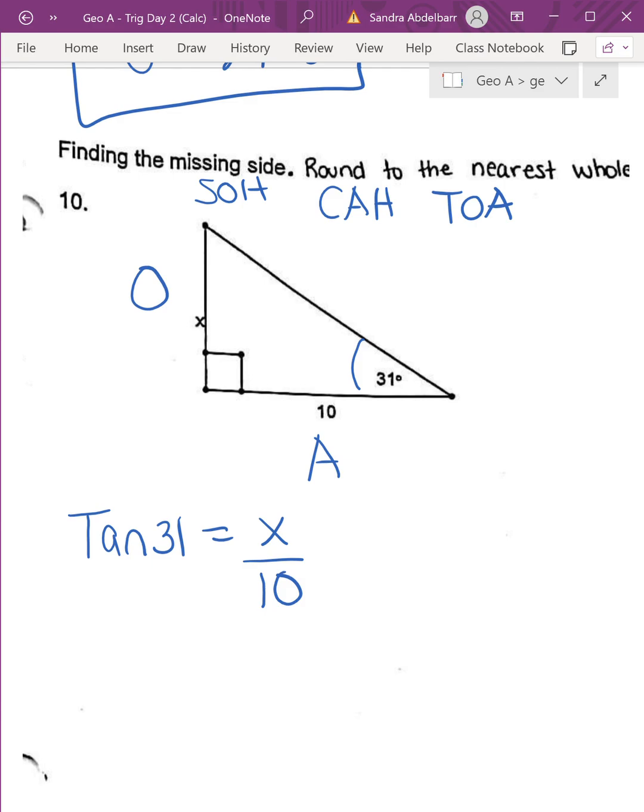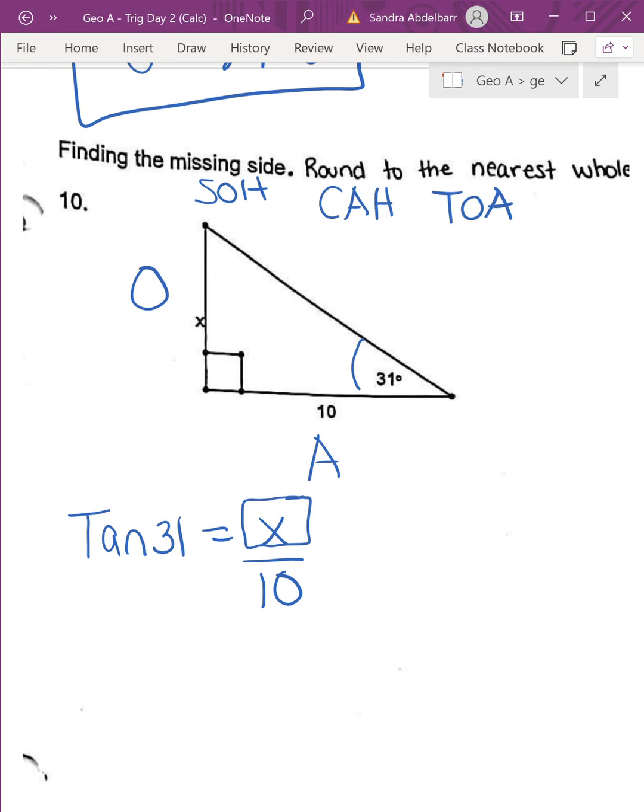Everybody okay with how I got this equation? Anybody confused? Okay, do we all agree we need to solve for the unknown? Right? The unknown is not an angle, so there's no second tan. There's no tan -1 here. We're just solving for X. We're just solving for the missing side. We're not solving for a missing angle. So I just need to get X all by itself.